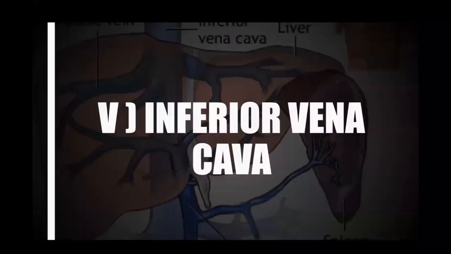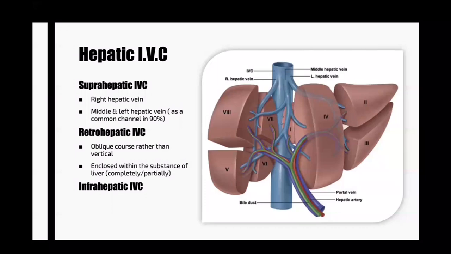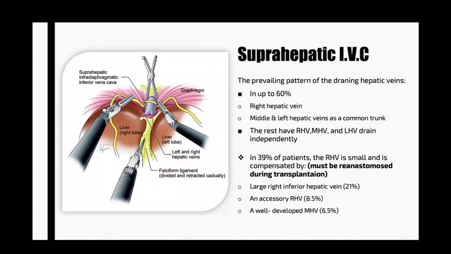Last but not least, we are going to talk about the inferior vena cava. During liver surgeries, we deal with suprahepatic, retrohepatic, and infrahepatic IVC. The suprahepatic IVC usually drains the right hepatic vein, middle and left hepatic veins as a common trunk. This represents 60% of the cases. In the rest, each vein drains separately into the IVC.